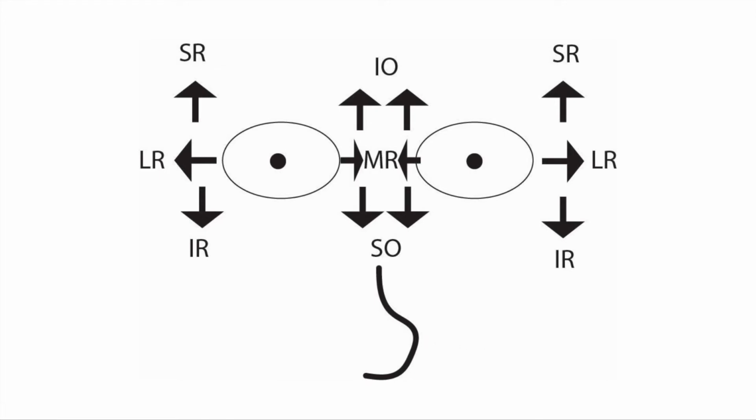And the mnemonic is LR6 and SO4. So superior oblique is controlled by the fourth nerve, and the sixth nerve controls the lateral rectus. All the other ones are cranial nerve 3.